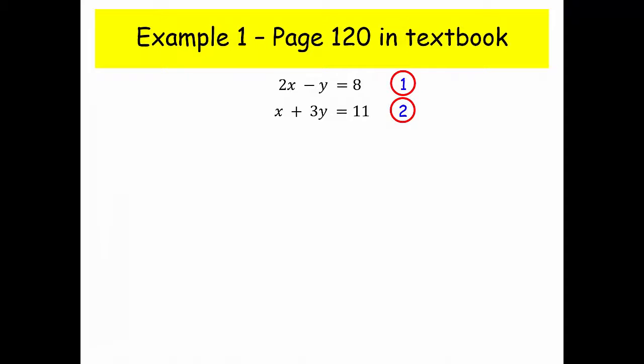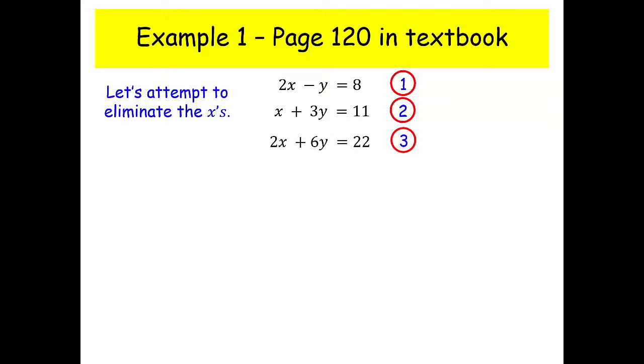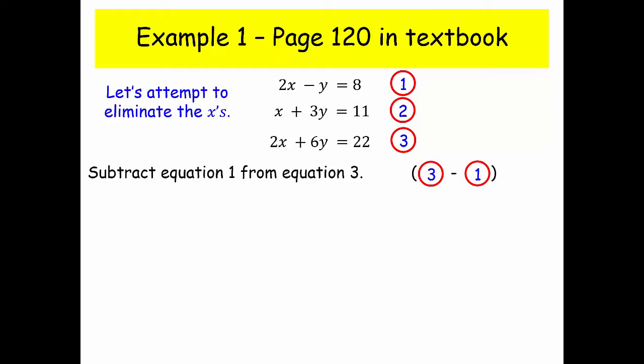So here we are again with our two equations. Let's attempt to eliminate the x's first. So we're going to get the 2x plus 6y equals 22, which was equation 3 we previously developed. Now what we're going to do is subtract equation 1 from equation 3. Why that way around? Well, if you look at equation 3, there's more y's, 6y, compared with equation 1, only minus a y there. And if you look at the numbers on the right hand side, the number 22 is obviously bigger than the number 8. So it seems a safe bet to take 1 away from 3.